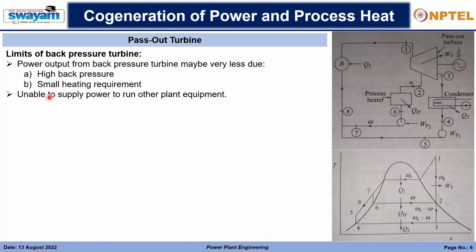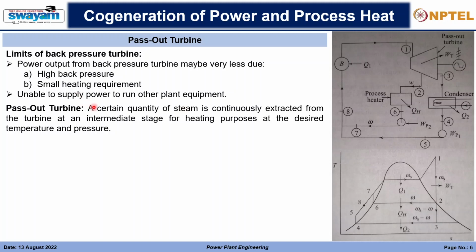Then this is unable to supply power to run other plant equipment. If the power output is less, it may not be able to supply power. So these are the limitations of the back pressure turbine. That is why scientists have come up with another innovation, the pass out turbine. Although the complexity is a little bit more, there are advantages. A certain quantity of steam is continuously extracted from the turbine at an intermediate stage for heating purposes at the desired temperature and pressure. So what it says is that we have a turbine here.